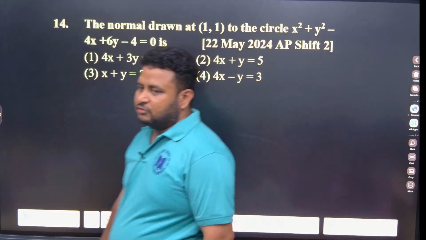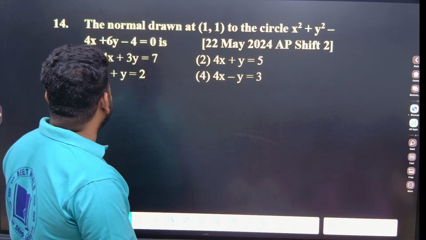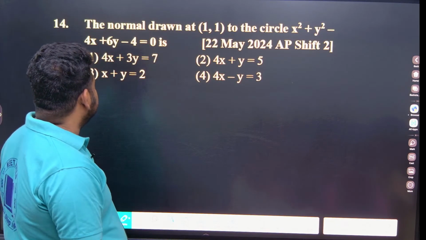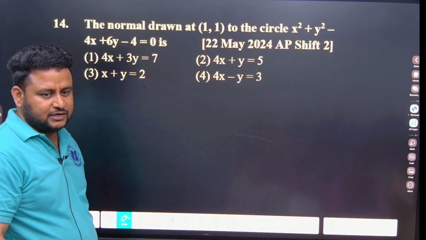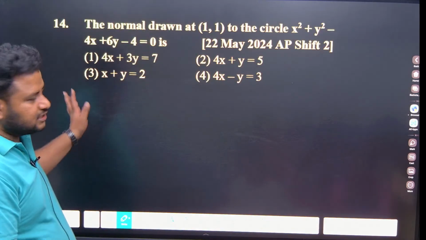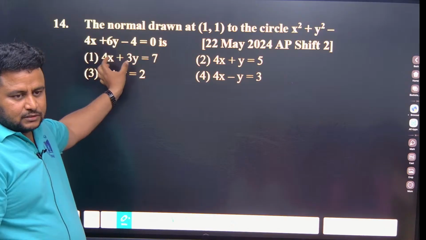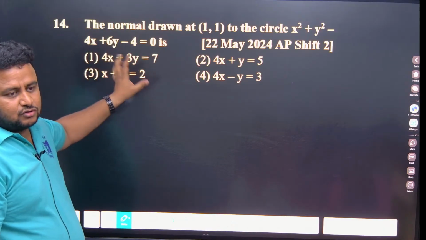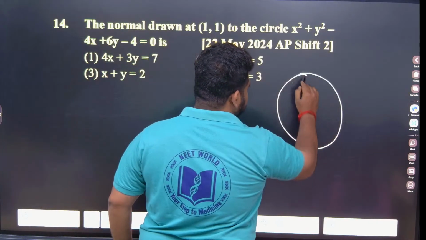The normal drawn at 1, 1 to the circle x square plus y square minus 4x plus 6y minus 4 is equal to 0. In board exam, what you will do? First you will find the tangent slope. Okay, that is not the way to do it here. The normal from this point goes to the center. They have not given the center, but normal always passes through the center. I told you, normal always passes through the center.